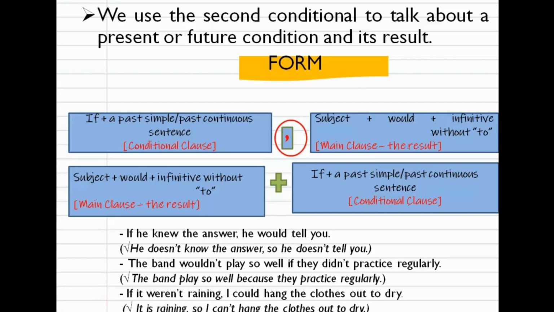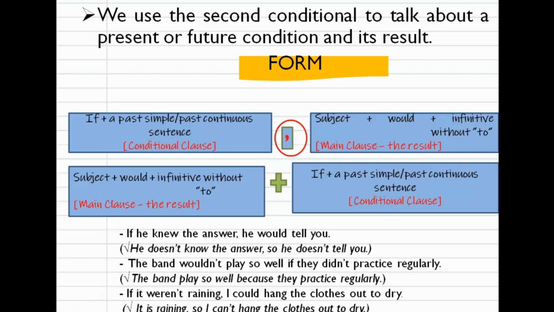Now, here are some other sentences. If he knew the answer, he would tell you. This means he doesn't know the answer, so he doesn't tell you. The band wouldn't play so well if they didn't practice regularly. The band plays so well because they practice regularly. This is what we understand from this sentence.